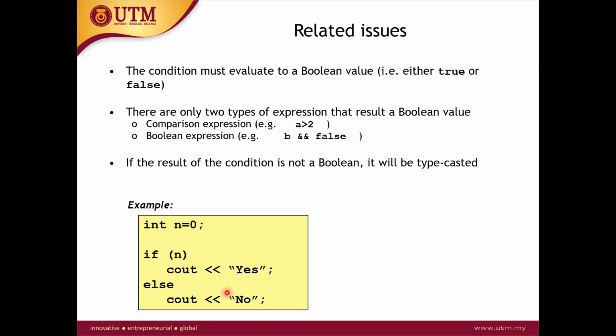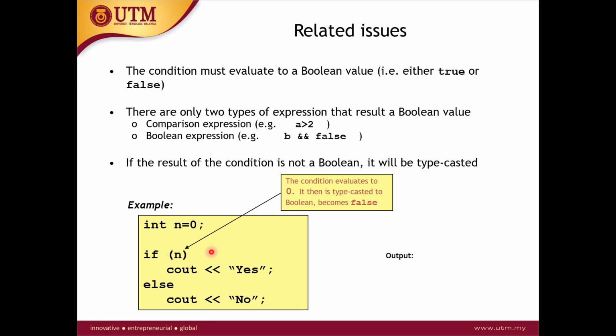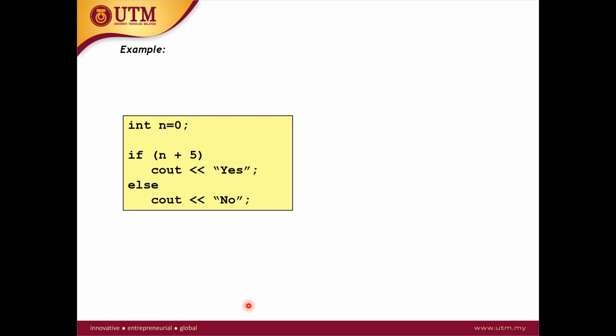So you need to know that every time the if evaluates the boolean value to check whether it is true or false. It's not a boolean, it is an integer, but it's going to be typecasted to boolean. n is 0, so it's going to be false, and the output is going to be the else part, or the false part, which is no.